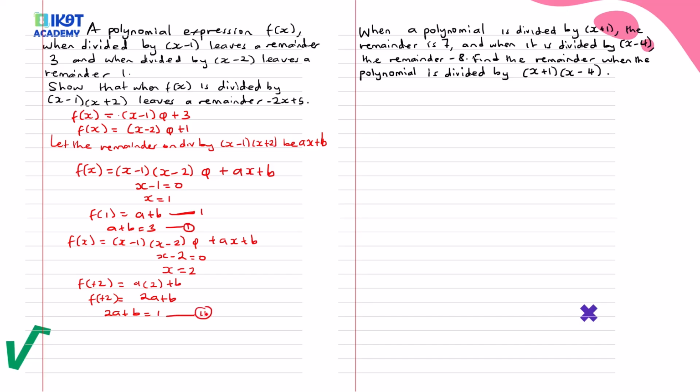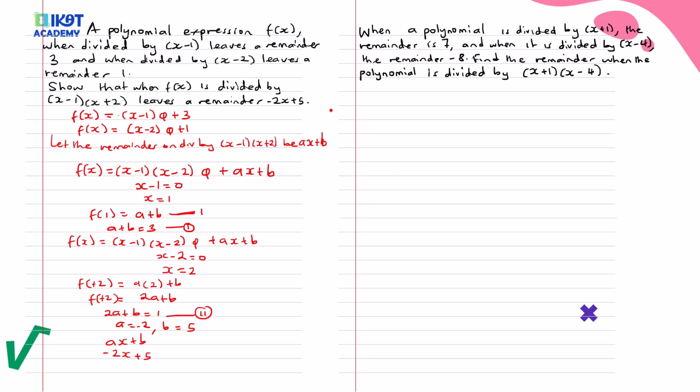So what do we do? We're supposed to solve equation 1 and equation 2 simultaneously. And what do we get? We get a is -2 and we get b is 5. So we substitute this into ax plus b. The remainder will be -2x plus 5.